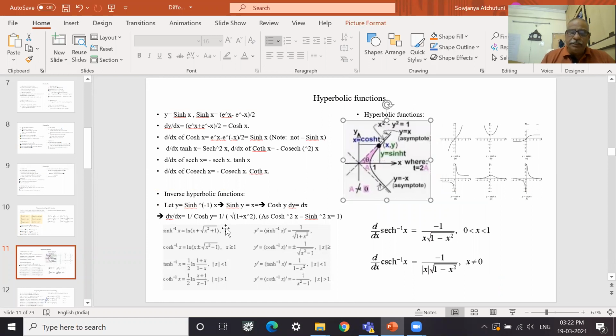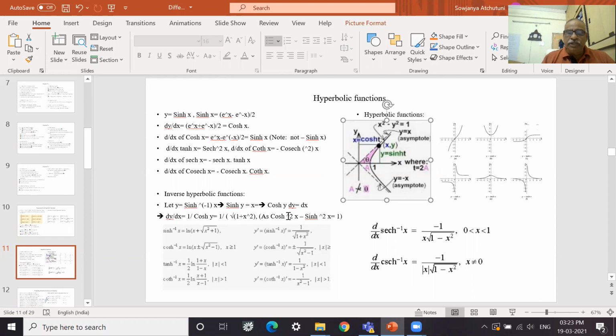Okay, let us see the inverse hyperbolic functions. Let y is equal to sinh inverse x. That means sinh y is equal to x. So cosh y dy is dx, so dy by dx is 1 by cosh y. How are they related? cosh square y minus sinh square y is equal to 1, so cosh square y is 1 plus sinh square y. So 1 by cosh y is 1 by square root of 1 plus x square.